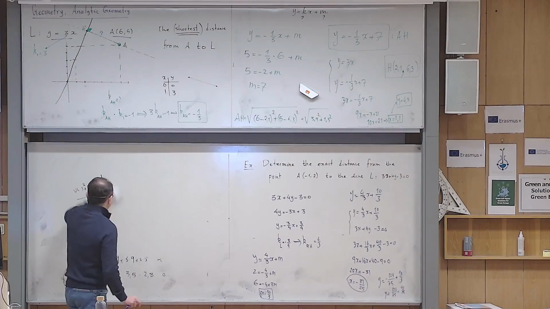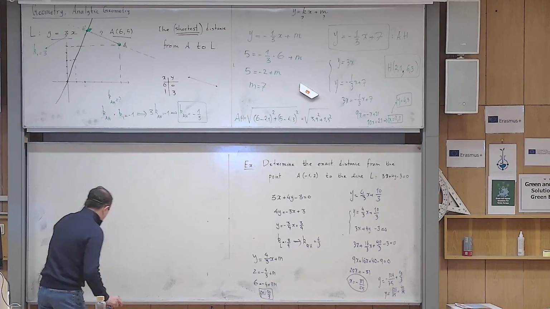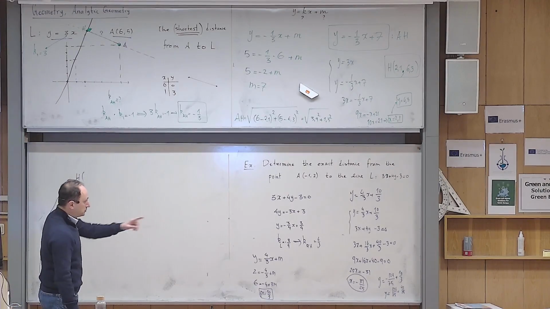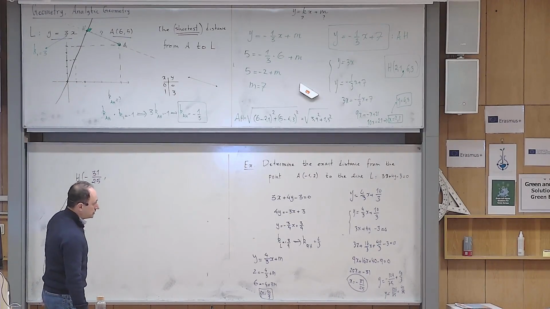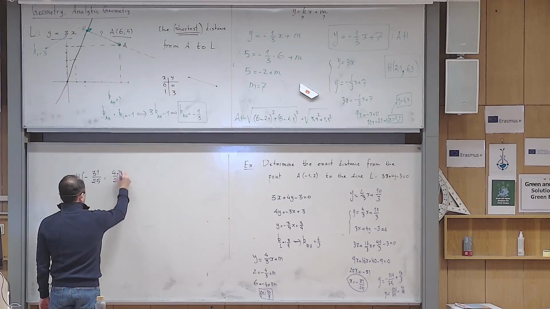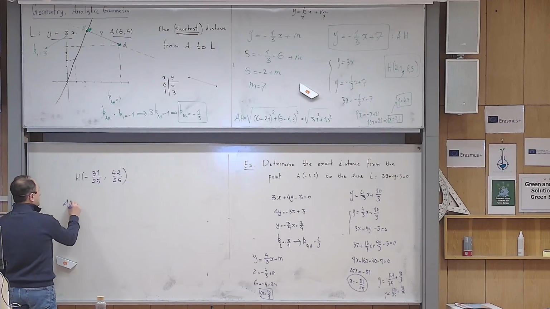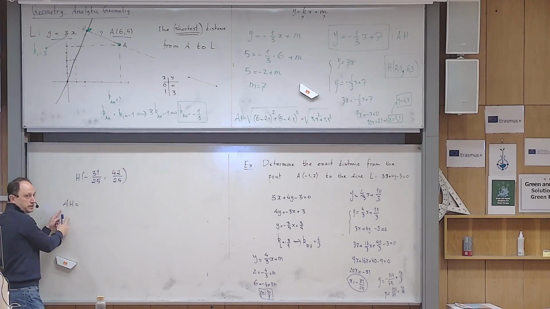So then what do I do? Now I have H. So H is what? Those are a little bit bad numbers, but anyway. Minus 31 over 25. And the other number is 42 over 25. That's it. And now what I need to do is find the distance from A to H by the formula we learned today. So that is the only part relevant to today's lesson.